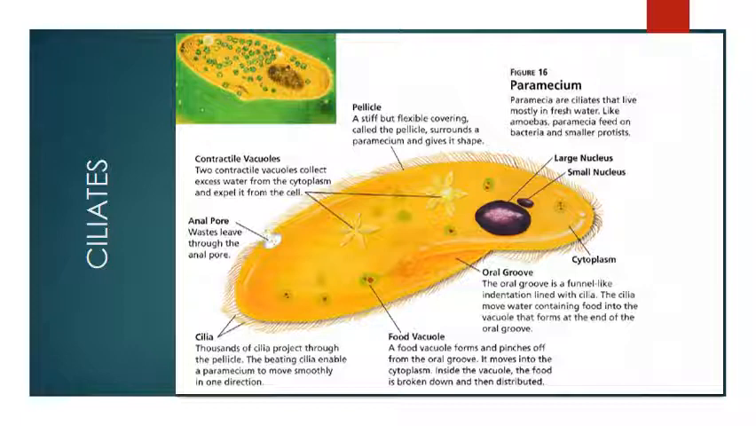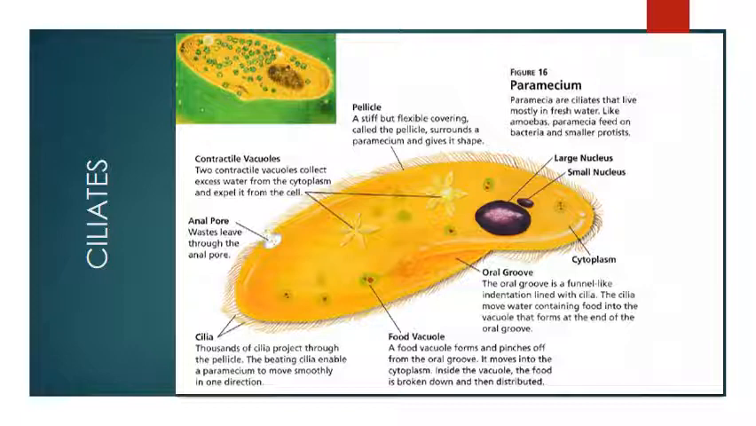The cells of ciliates, like the paramecium that we see here, are very complex. Notice that the paramecium has two contractile vacuoles that expel water from the cell. It also has more than one nucleus. The large nucleus controls the everyday tasks of the cell, whereas the small nucleus functions in reproduction.